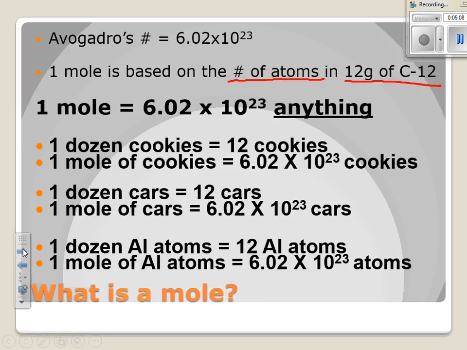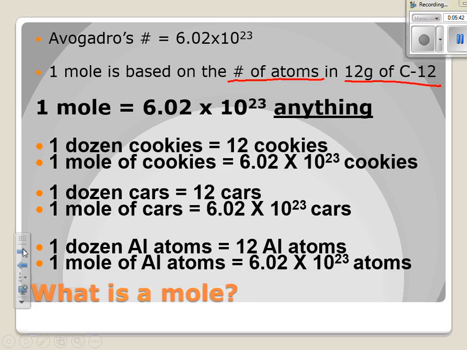You know, cookies will last you a lifetime. I think more than one lifetime. Probably, you know, four billion lifetimes or million lifetimes, whatever it was. That's big. Okay? That's pretty big. So, 1 dozen cars would be 12 cars, but 1 mole of cars would be 6.02 times 10 to the 23rd. And if you're looking here at aluminum, if you had a dozen aluminum atoms, that would be 12. But if you have 1 mole of aluminum atoms, you would have 6.02 times 10 to the 23rd.